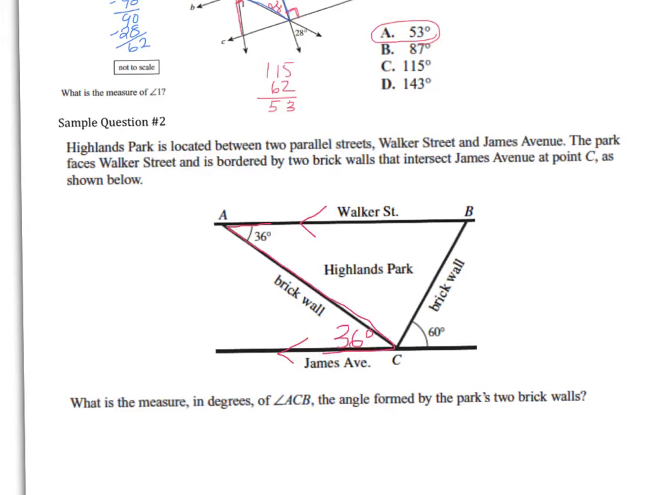And I believe that we're looking for the measure of angle ACB, which is actually between the 36 degrees and the 60 degrees, and all three of those form a linear triplet, not a linear pair, but 36 plus 60 plus whatever that angle is that we're looking for, angle ACB, they all have to add up to 180 because they are adjacent to each other and forming one line. So that'll be 96 plus x equals 180.